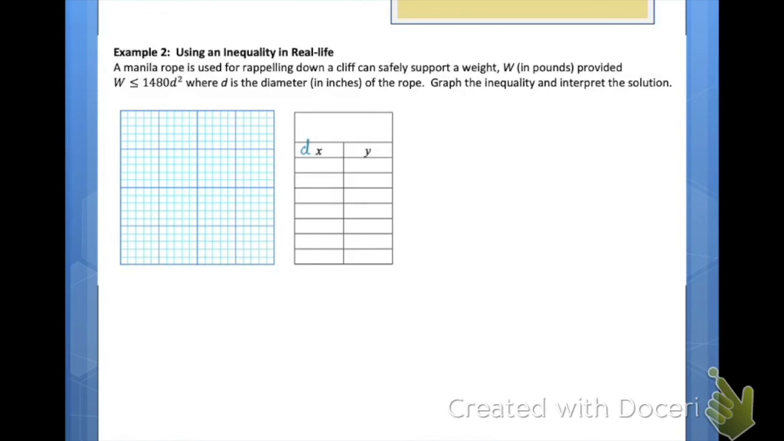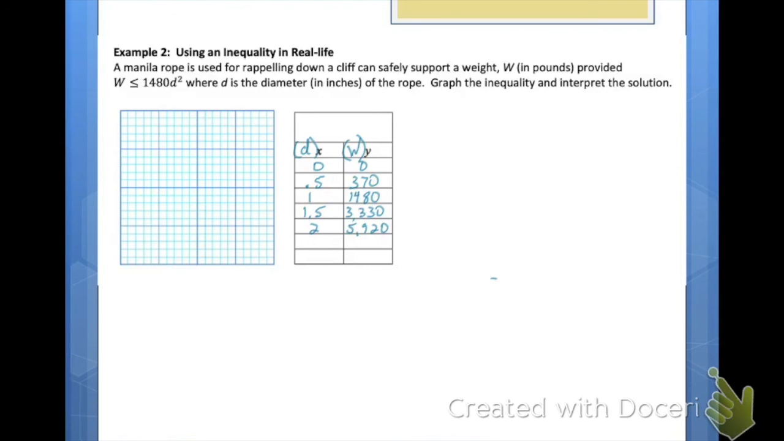So my input will be d, diameter, and my output is weight. I'm going to plug in values for the diameter of rope that make sense. Now I'm going to start with 0 and just work from there. So I've decided to go in half-inch increments. So I plug in a half, and that can support a weight of 370 pounds, 1 inch. Plug it into my, and I'm treating it like an equation. So W equals 1480 d squared. An inch will support, obviously, 1,480 pounds, inch and a half, 3,330, and 2 inches, 5,920. That's some pretty thick rope.